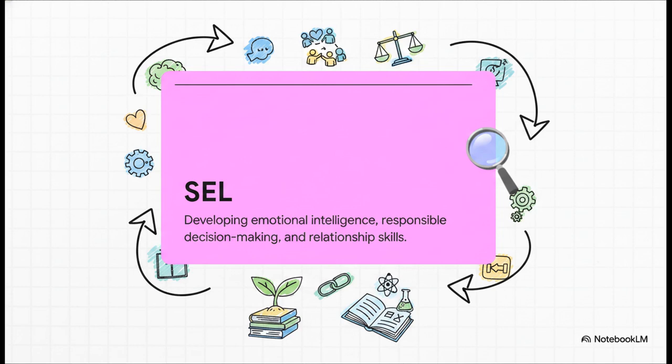So, what exactly is SEL? Well, looking at the widely recognized CASEL framework, it's defined as the process of developing emotional intelligence, responsible decision-making, and relationship skills. The key word there is process. This isn't just some one-off Friday assembly or an extra chore you've got to squeeze in before the bell rings. It's the continuous, foundational work of building critical human skills right alongside academic growth.